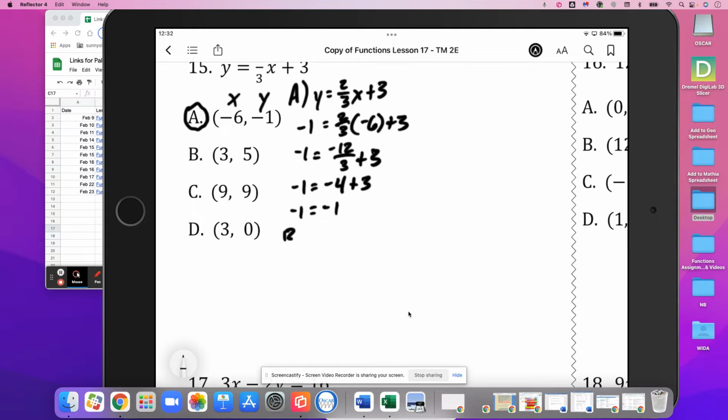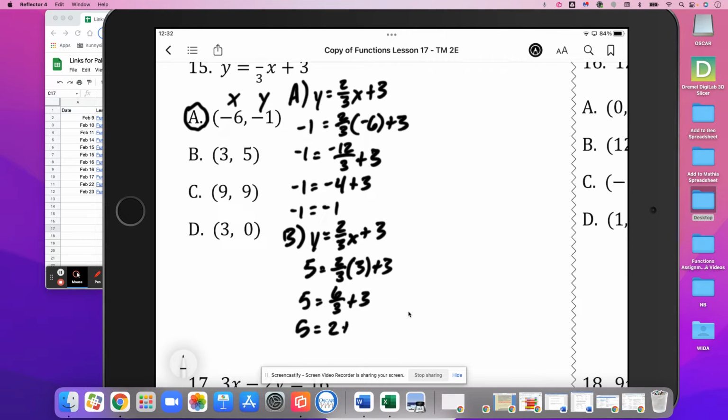We'll try B. Y equals 2/3 x plus 3. So 5 is equal to 2/3 times 3 plus 3. 5 equals 6 over 3 plus 3. 5 equals 2 plus 3. And yes, 5 equals 5. So B satisfies the function.